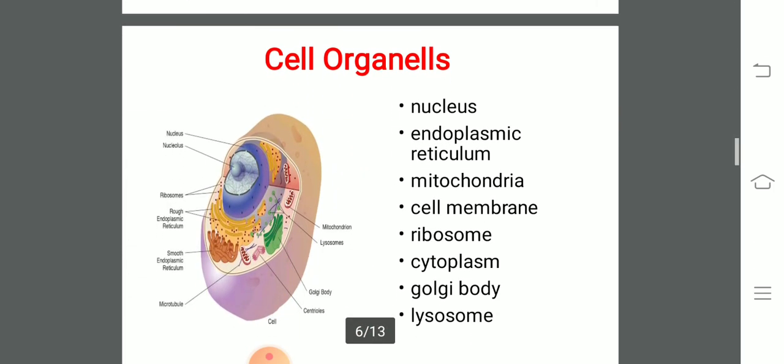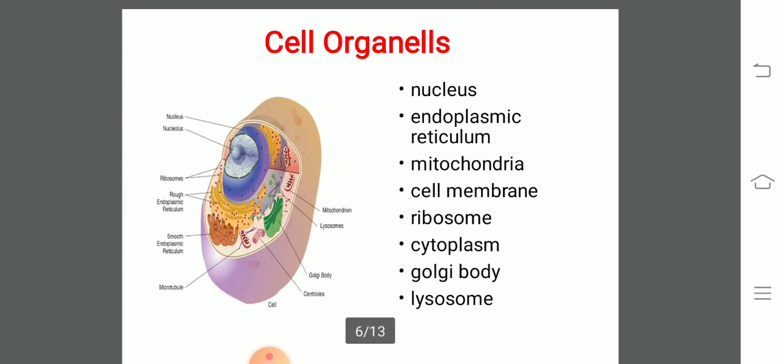Next one is cell organelles. A cell organelle is a specialized subunit having a specific function within the cell. They are the organs of the cell. Each organelle has its own lipoprotein membrane. Except the nucleus and chloroplast, all other organelles can be seen only with an electron microscope, meaning they are of very small size.